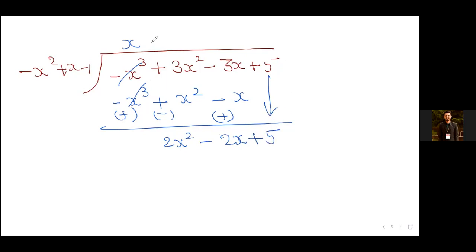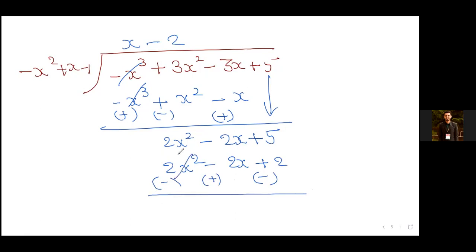Again, we'll do the same procedure, but this term here, plus 2x square, so we multiply with negative 2, that gets us plus 2x square, and minus 2 into x, that is minus 2x, then this term minus 2 into 1, this will be plus 2, reverse the sign, this gets cancelled, and what is left is the remainder, plus 3.